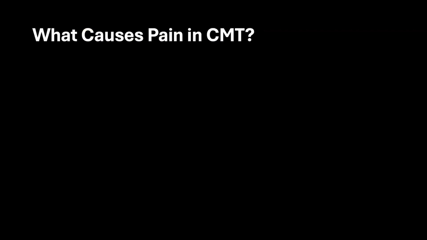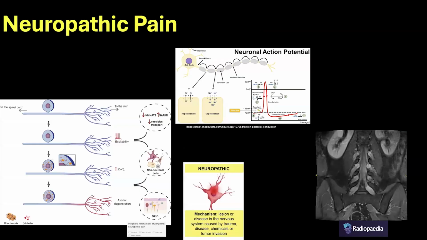So what causes pain in CMT? As we talked about at the beginning, what exactly causes neuropathic pain hasn't been fully worked out. But the left-hand side shows you some possibilities of reasons that peripheral nerves may lead to causing pain. One of them we talked a little bit about earlier is that the nerves become excitable, meaning they're firing when they shouldn't be.